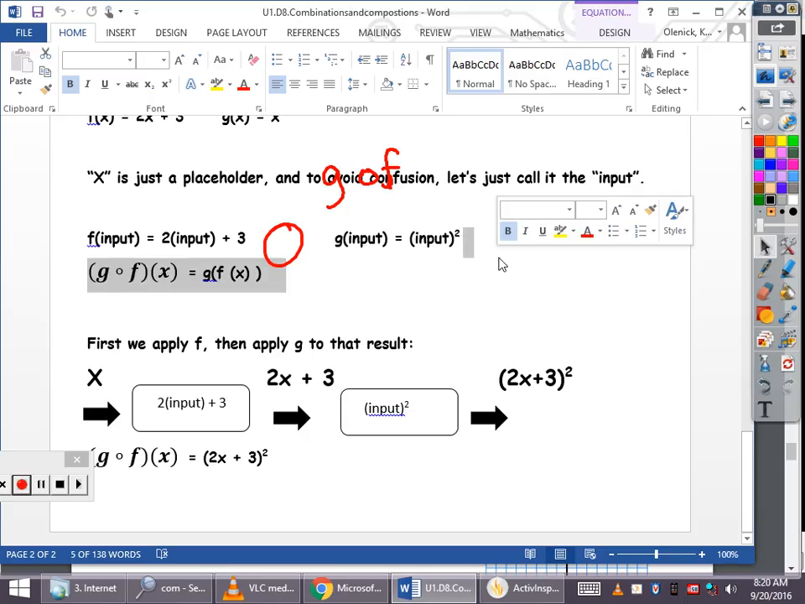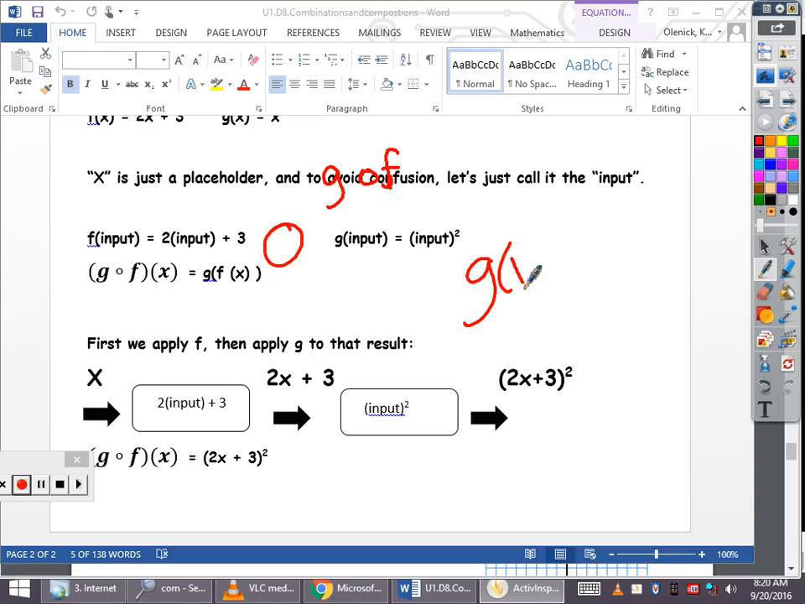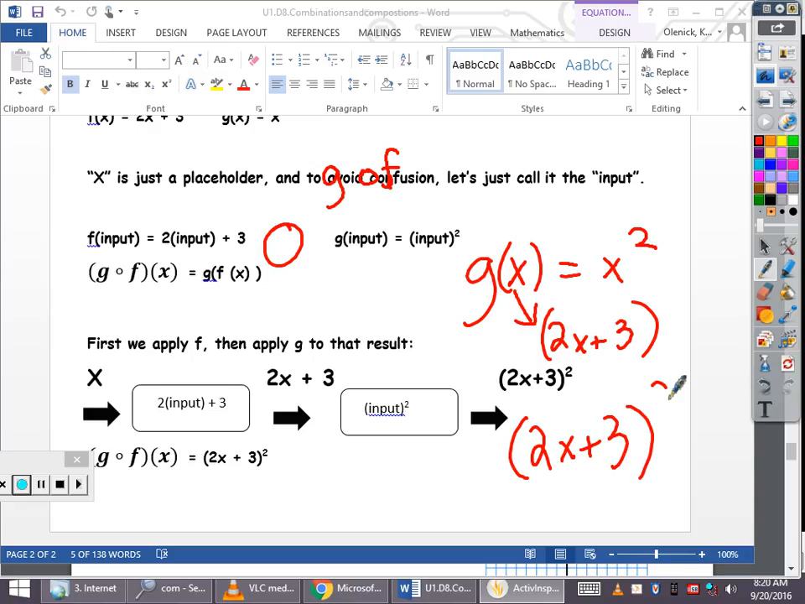So, g of x was equal to x squared. But I'm going to replace this x with the 2x plus 3, which means I'm going to do 2x plus 3 squared. And I would use FOIL to get an answer.